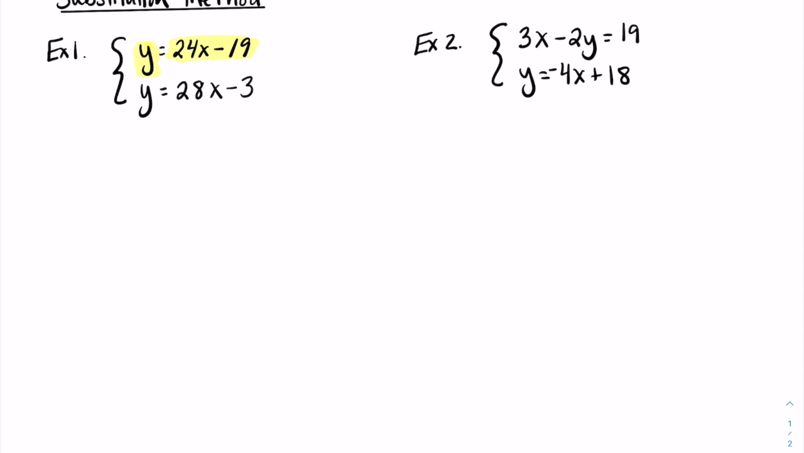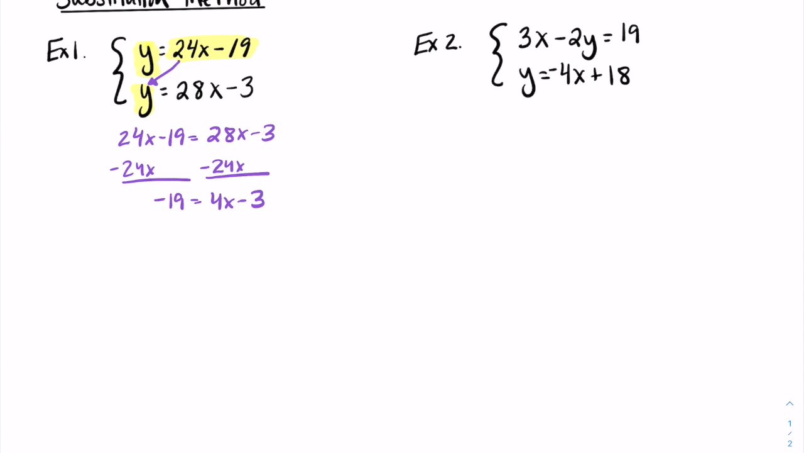So in the second equation, if I can find y, I can actually replace the y with the 24x minus 19. And if I do that, we would get the equation 24x minus 19 equals 28x minus 3. And this makes sense because if 24x minus 19 is equal to y, and 28x minus 3 is also equal to y, they have to be equal to each other. And once we've done that first step, we just need to solve the equation to find the value of the variable. So we can subtract 24x from both sides.